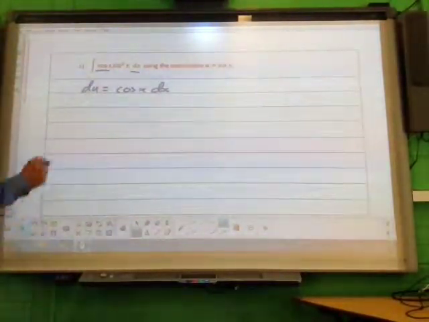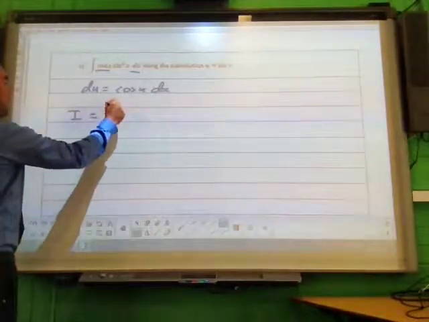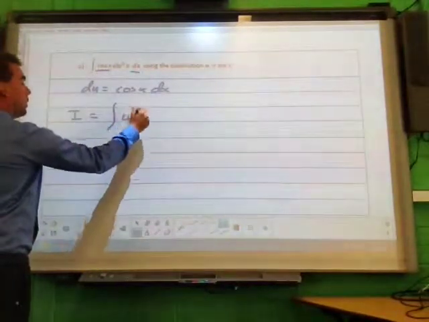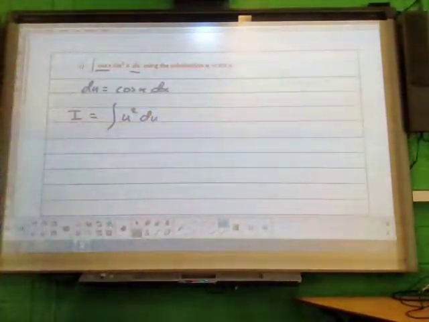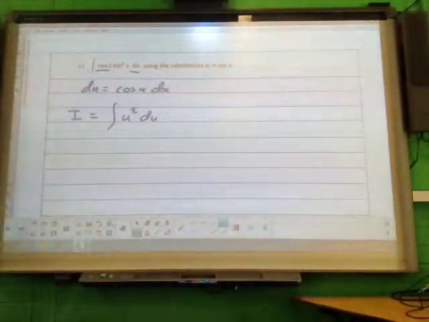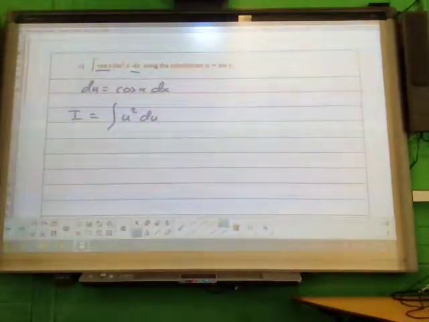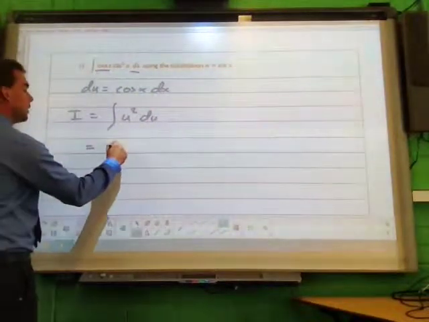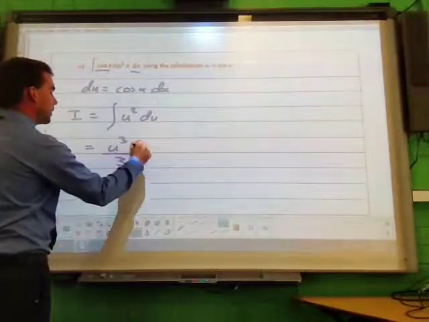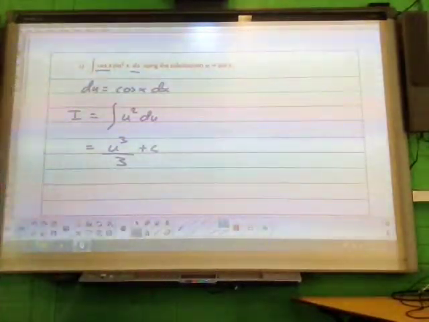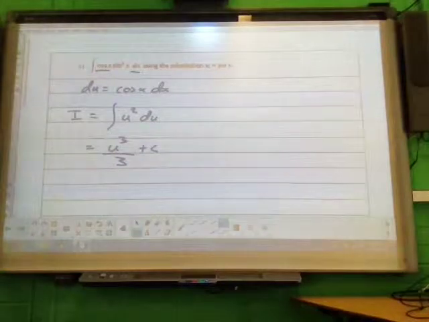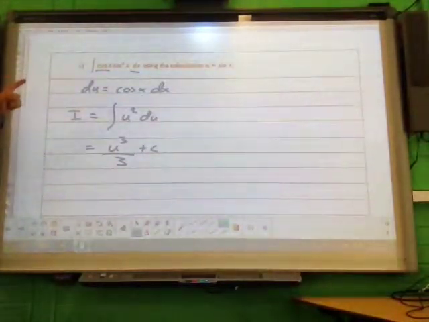So really, all I need to do is integrate u squared du, because cos x dx gets replaced with du, and sine squared x gets replaced with u squared. So u cubed over 3 plus the constant of integration. And whenever you make the substitution, you need to write it back in terms of the original variables.